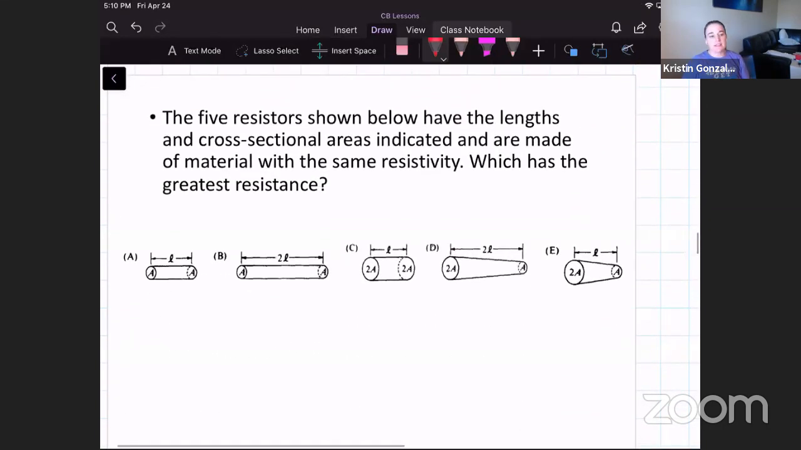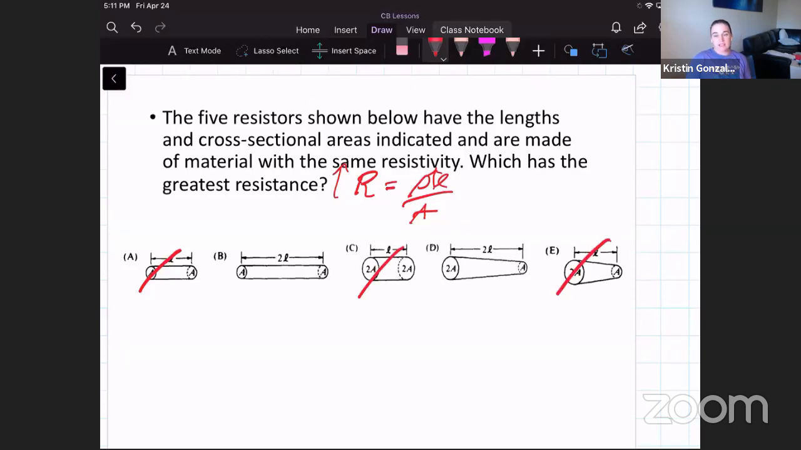All right, let's look here at these. You've got 5 different shapes of resistors. The lengths and the cross-sectional areas are indicated, and they are again made of the same material with the same resistivity. We want to know which of these 5 conductors would have the greatest resistance. Take a second, tell me what you get. If I want a big resistance, what kind of length do I want? Short length, long length? Well, if I want a big resistance, I want a big number on the top. So we want one that's going to be long, right? So that's going to get rid of A and C and E.